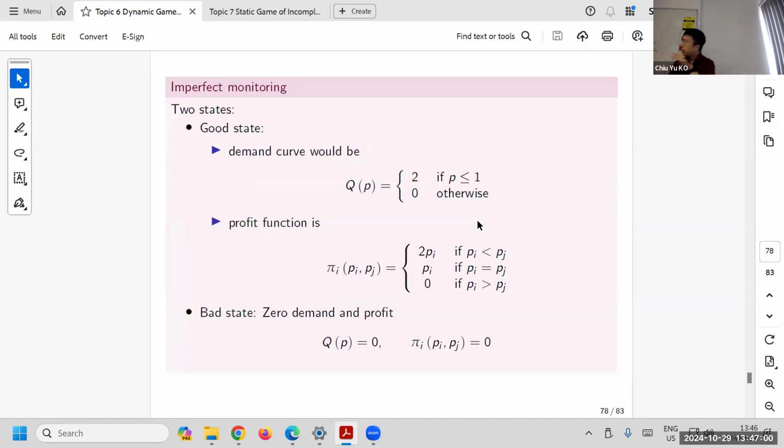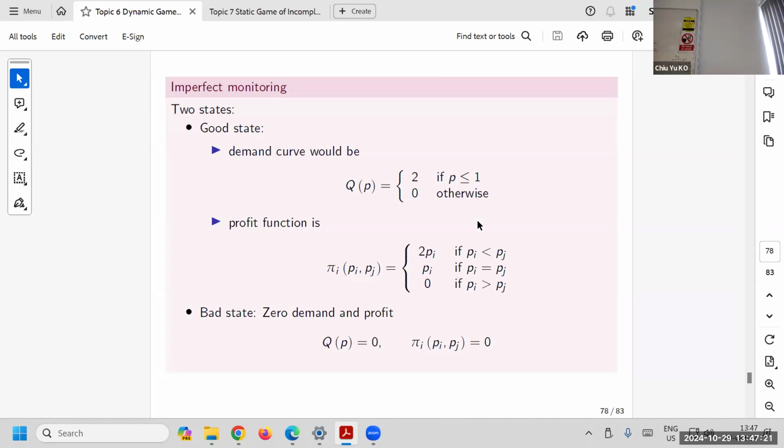So in particular, what do we have? Look at the example. It's even easier. The demand curve is like this. As long as your price is less than 1, which is the willingness to pay of $1, the demand is 2 units. The total number of consumers is 2.